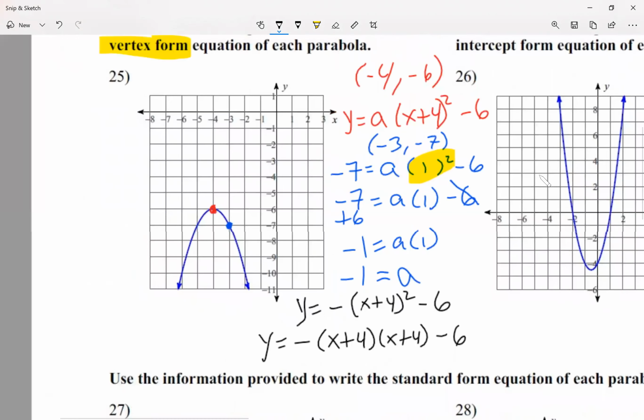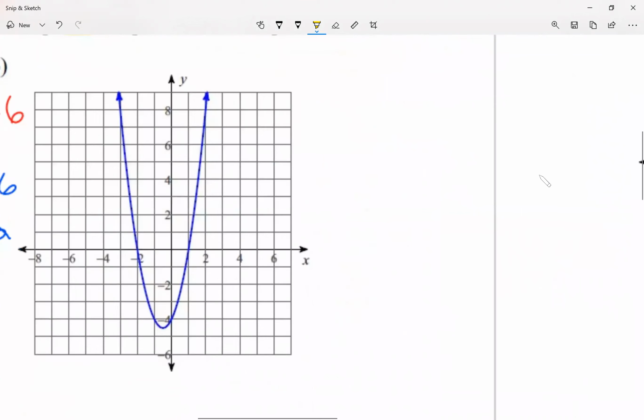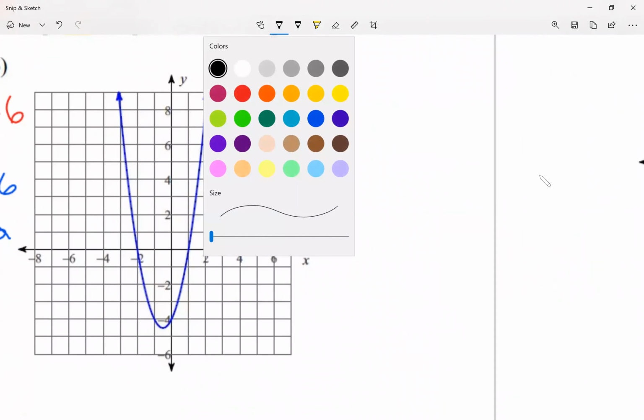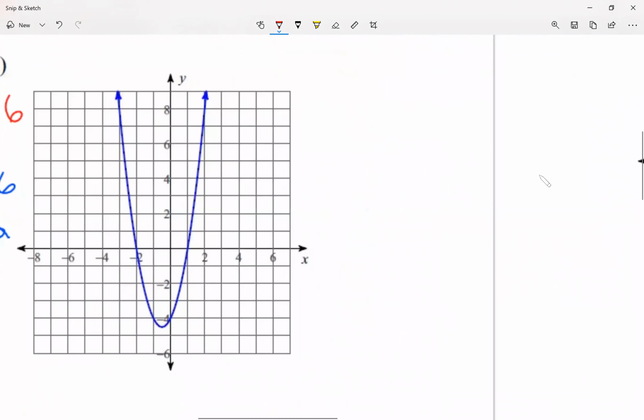Number 26, said always read the instructions. Use the information provided to write the intercept form equation of each parabola. All right, for the intercepts, I need to find out, where do I cross the x-axis? I cross this at -2 and +1. So I know most of my answer.